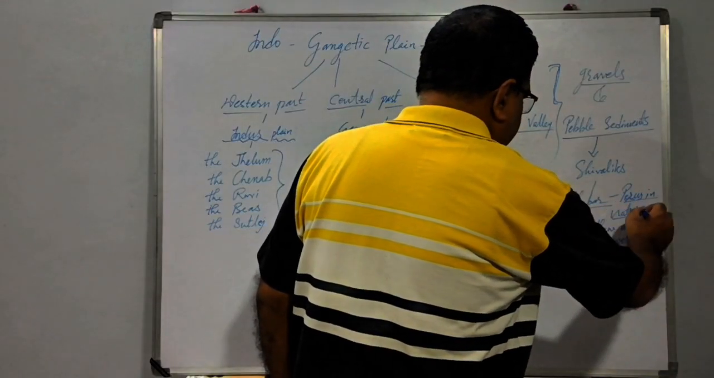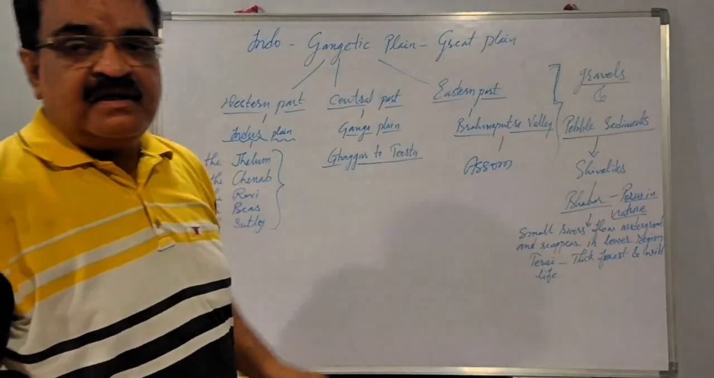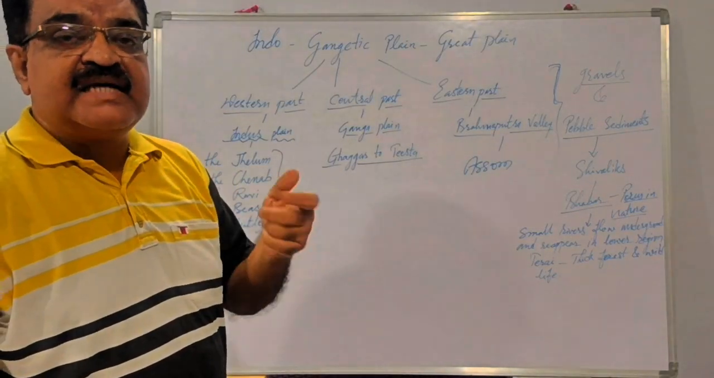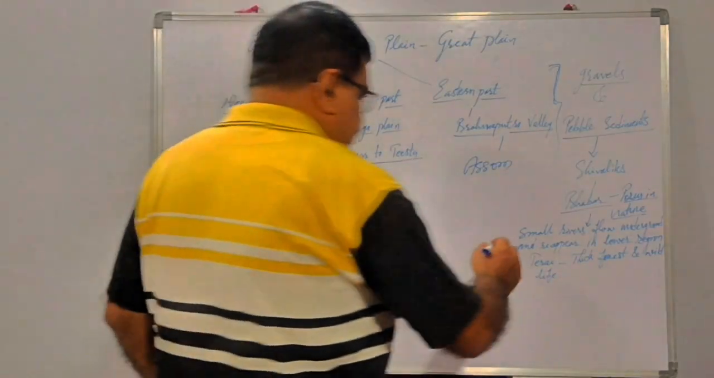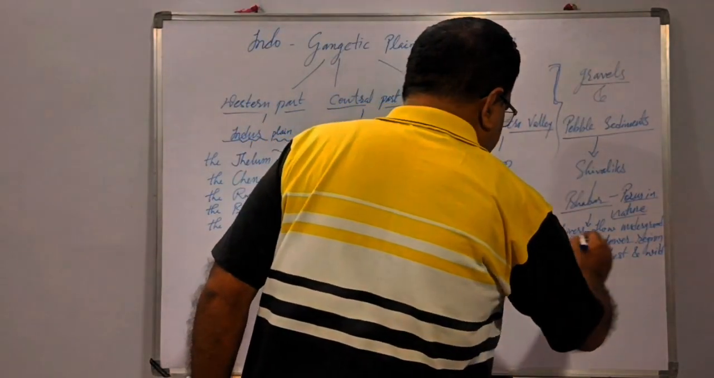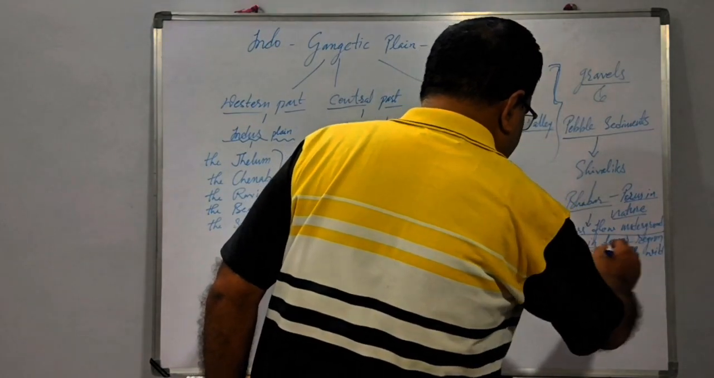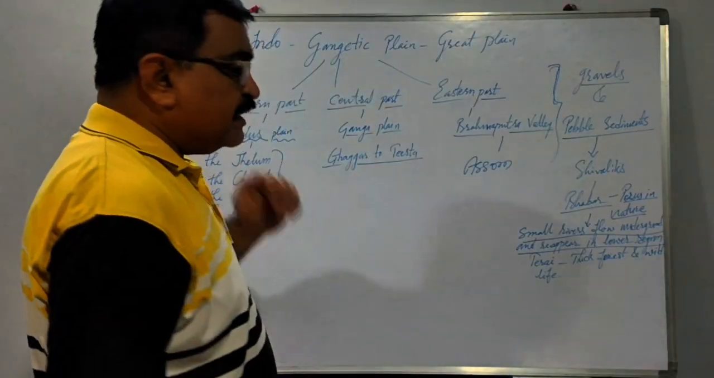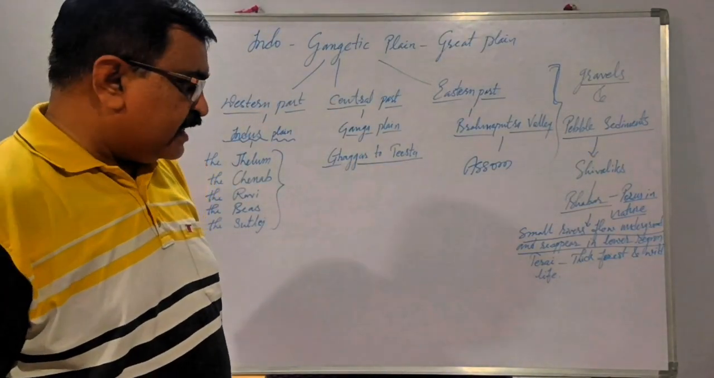Bhabar is porous in nature. What do you mean by porous? Porous, a little bit sandy like. And next, most of the small rivers will flow underground from the Bhabar and reappear in the lower region. That particular lower region is called Terai.